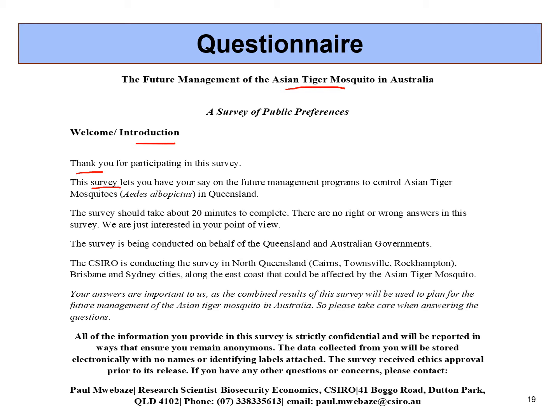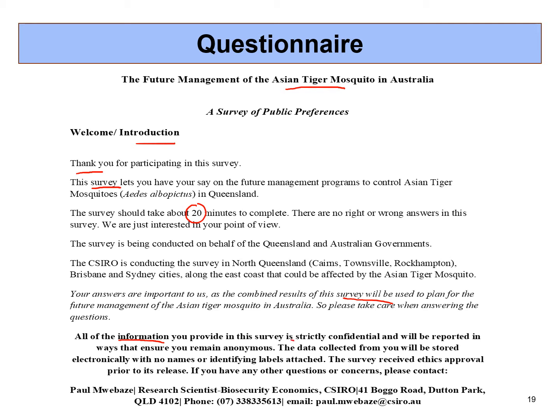Okay, the objective of your study. And you have to tell them how many minutes they need to take to complete the survey. You also have to mention what you will do with the survey data. In this case, they mentioned that the survey will be used to plan for future management of the Asian tiger mosquito.